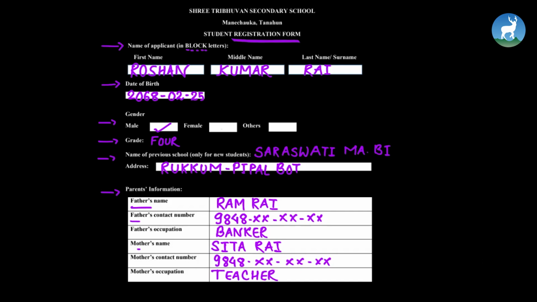Assuming that she is a teacher. Here we learned filling in a student registration form. We did it for Roshan Kumar Rai, and he is going to get admitted in grade 4.